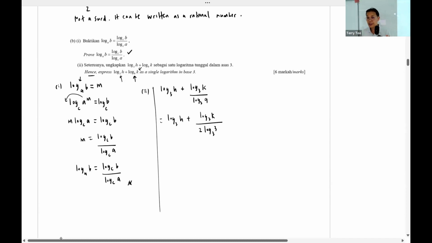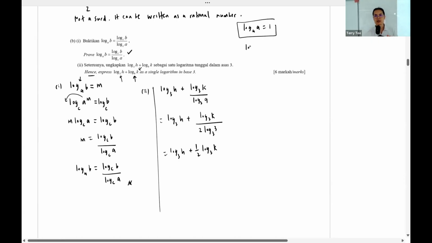Now, we know log base 3 of 3 has a value of 1, right? Log base a of a is 1. You all know this, right? So we can just write this as 1 over 2 log base 3 of k. You can write divide by 2. I prefer to take it out, write it as half.